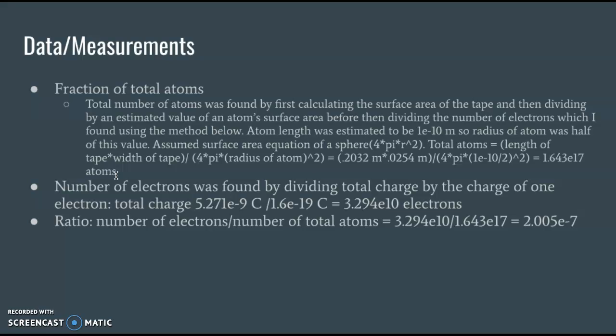And then the number of electrons was found by dividing the total charge by the charge of one electron, and so that was found to be 3.94 times 10 to the 10 electrons. And then the ratio was found by dividing the number of electrons by the total number of atoms, which was found to be 2.005 times 10 to the negative 7.